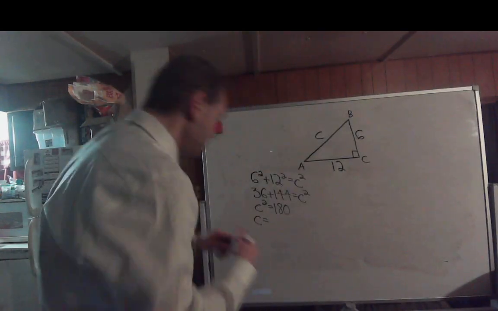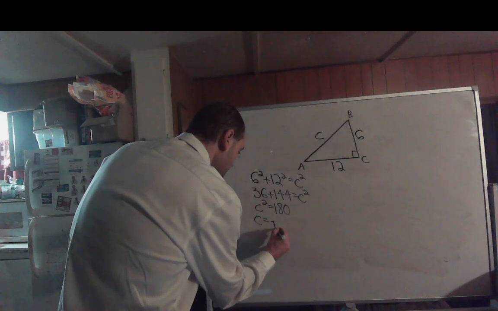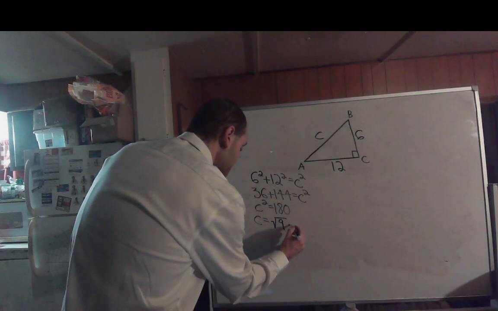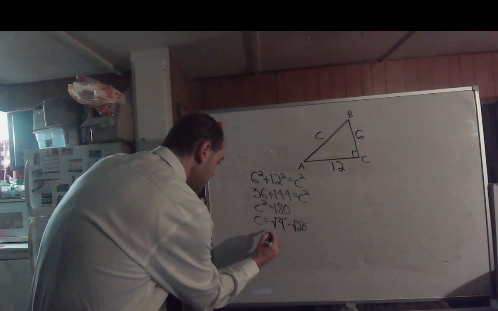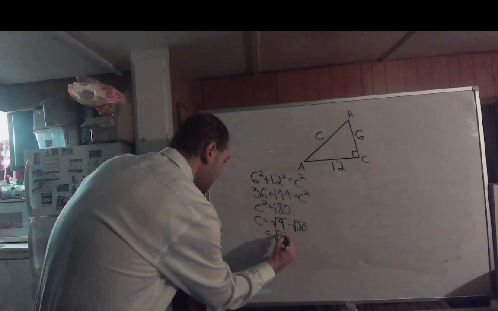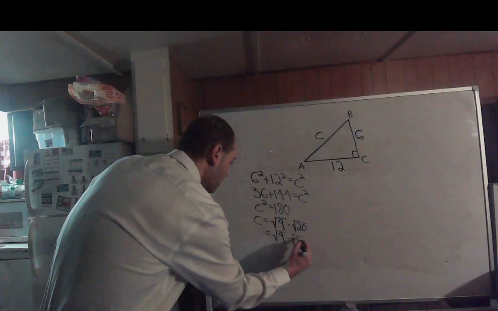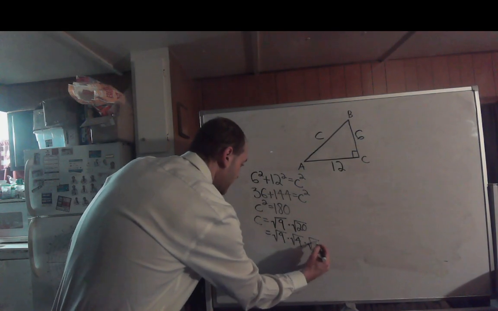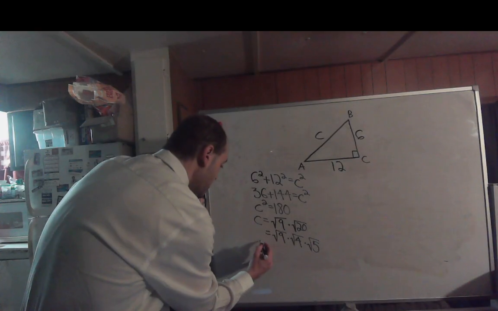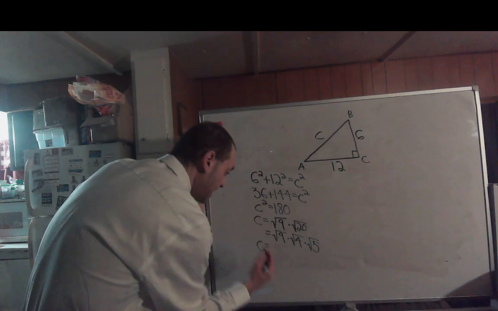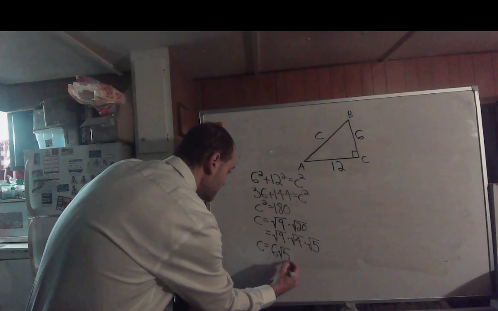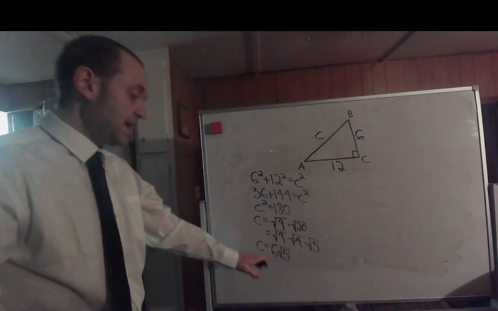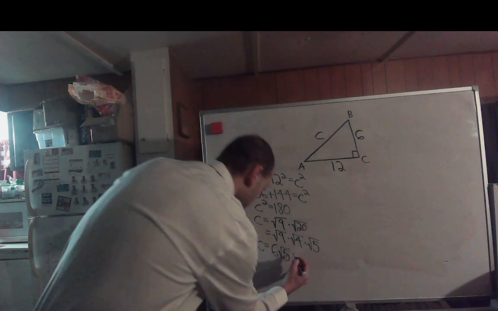Well, let's see. That's going to break down into the square root of 9 times the square root of 20, which means it breaks down into the square root of 9 times the square root of 4 times the square root of 5, which means that C equals exactly 3 times 2 is 6, then times the square root of 5. So side C would equal exactly 6 times the square root of 5.